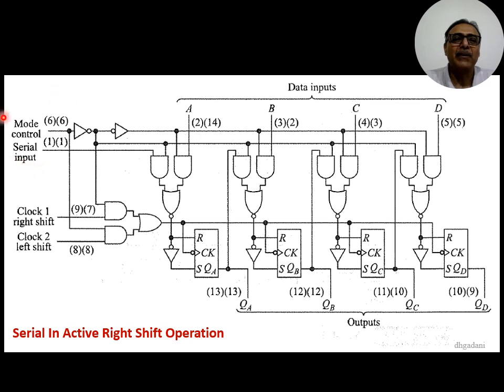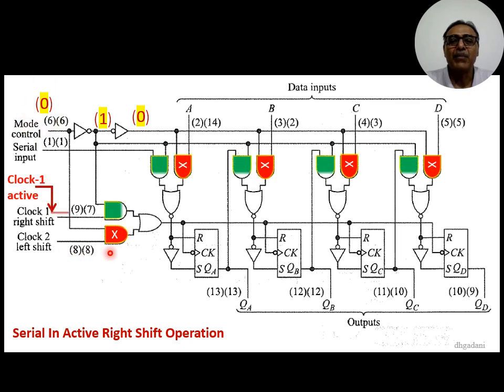Now, when we connect the mode control pin 6 to logic 0 by applying low voltage, then the output of this NOT gate becomes high and the output of this inverter becomes 0. Now, as the mode control is at low voltage, this AND gate becomes inactive and we cannot apply the clock pulses at the clock 2 terminal. Further, as the output of this NOT gate is high, this AND gate becomes active and we can apply the clock pulses at the clock 1 terminal.